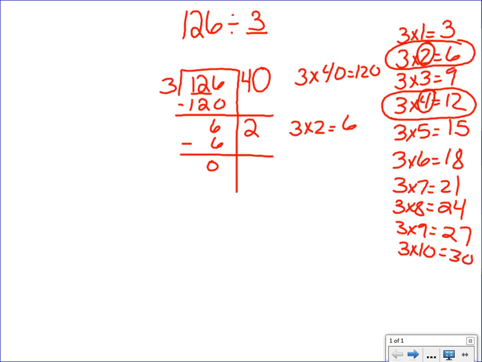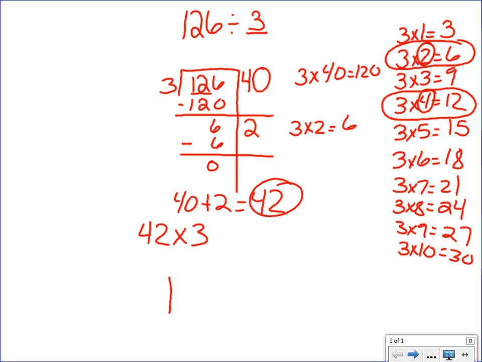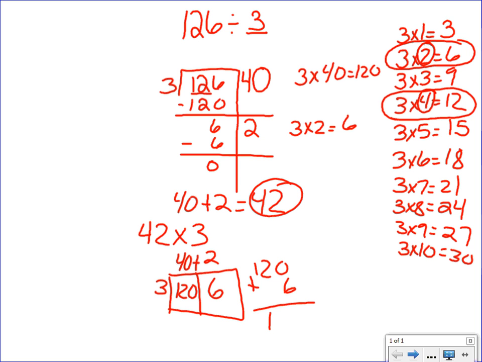Then all I have to do is add 40 plus 2, and that will give me my answer. I think my answer is 42, but I'm going to check it. I'm going to do 42 times 3 because I'm dividing by 3. Then do the box method. And then add up those two numbers. Again, if this number here matches my top number up here, then my answer of 42 is correct.